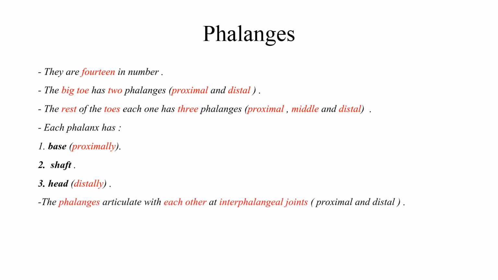The phalanges articulate with each other at the interphalangeal joint. We have proximal and distal interphalangeal joints, while they articulate with the metatarsal bones at the metatarsophalangeal joint.